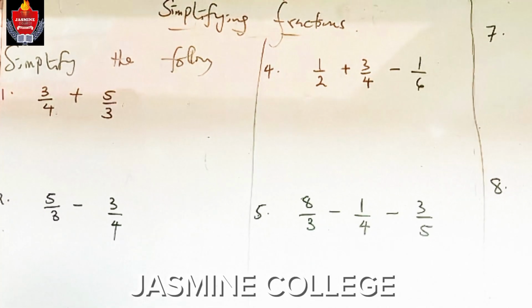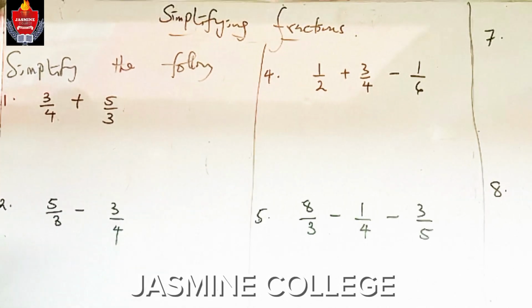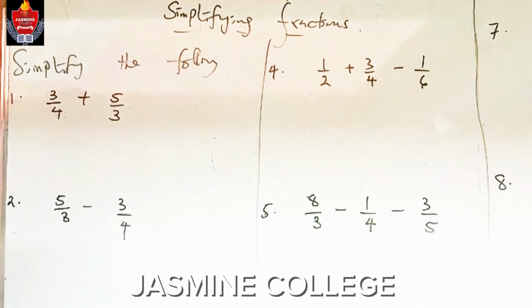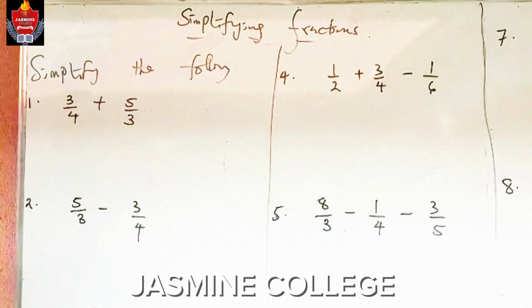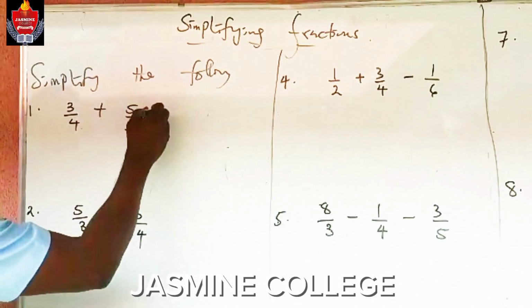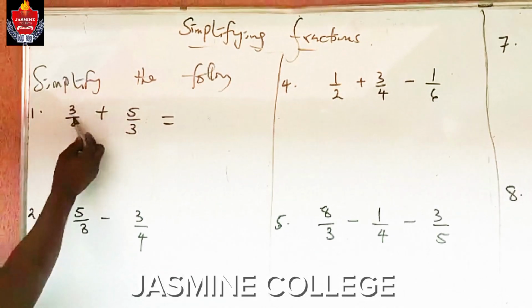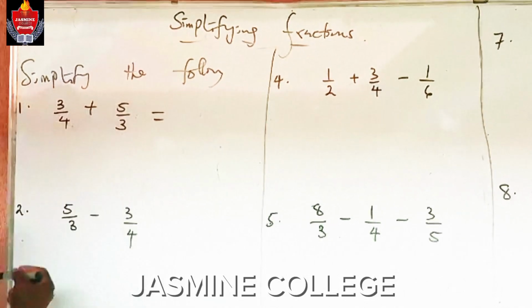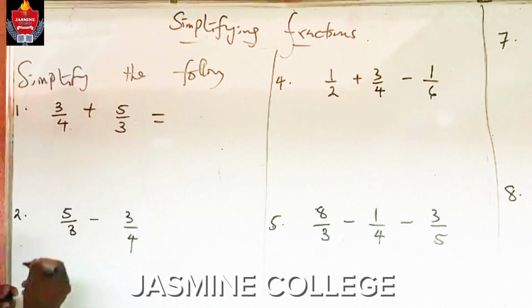All right, welcome to this class. Today, I want to take us through another concept as to how to simplify fractions without needing to lean on finding LCM. So all you need to do here, if you have to solve this kind of a situation, you have 3 over 4 plus 5 over 3 to simplify here. You need not find any LCM here.